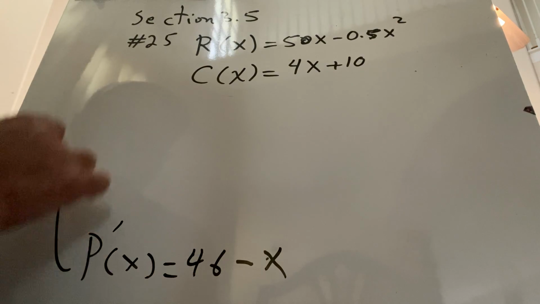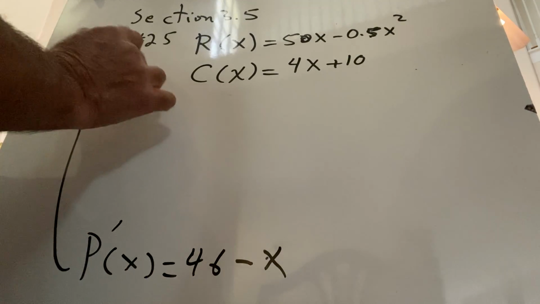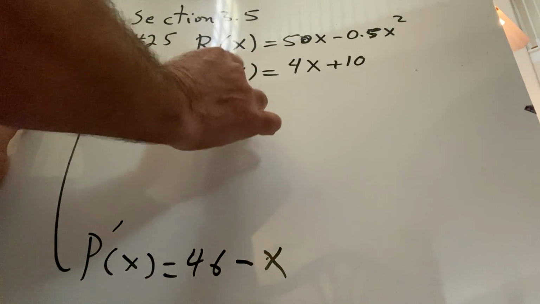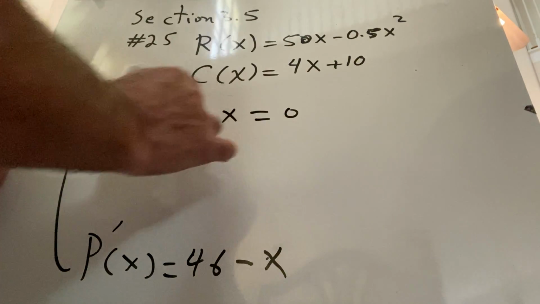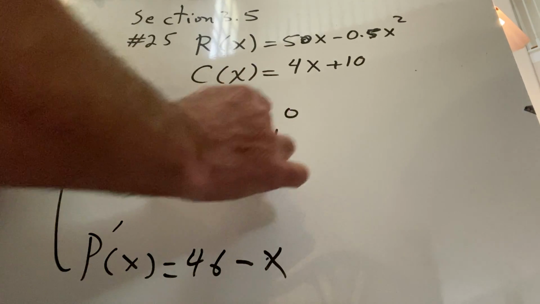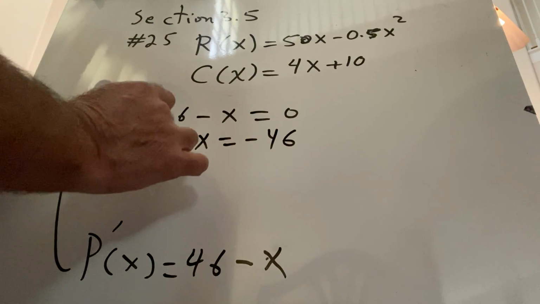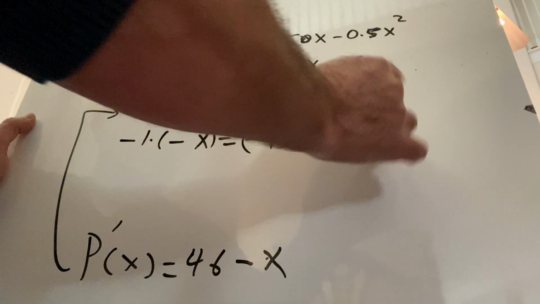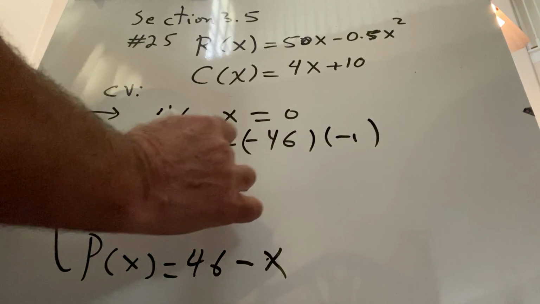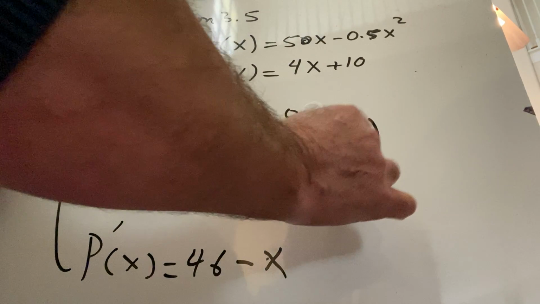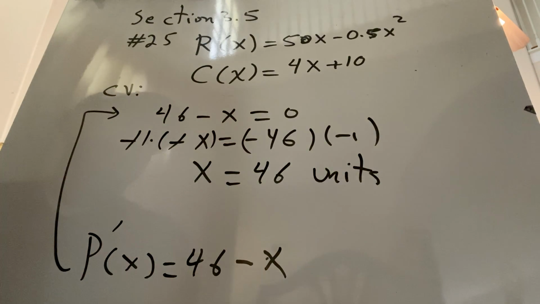So from here, to find a critical value, which is where the maximum can happen, we have 46 minus x equal to 0. As you move the 46 over, it says negative x is negative 46, and then you multiply both sides by negative 1 to remove the negative in front, and that becomes x equals 46, since negative times negative becomes positive. So 46 units is what you have to produce to achieve the maximum profit, okay?